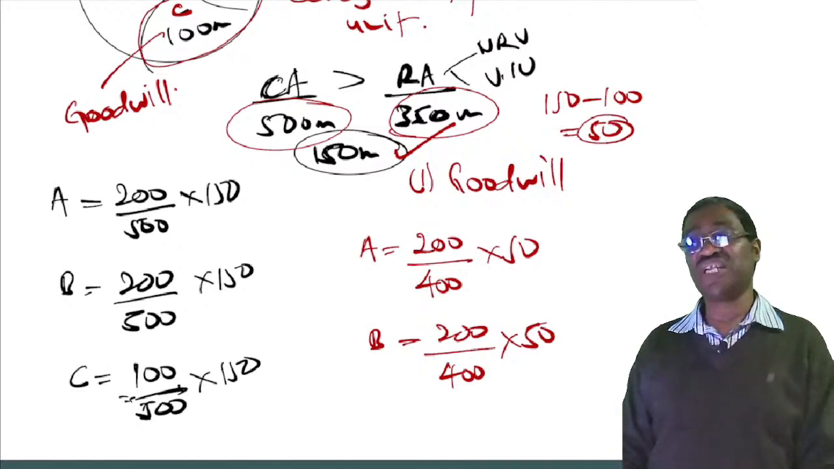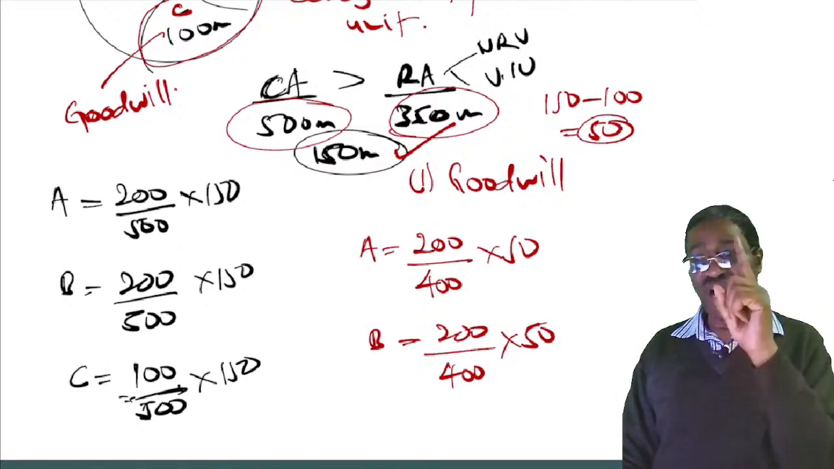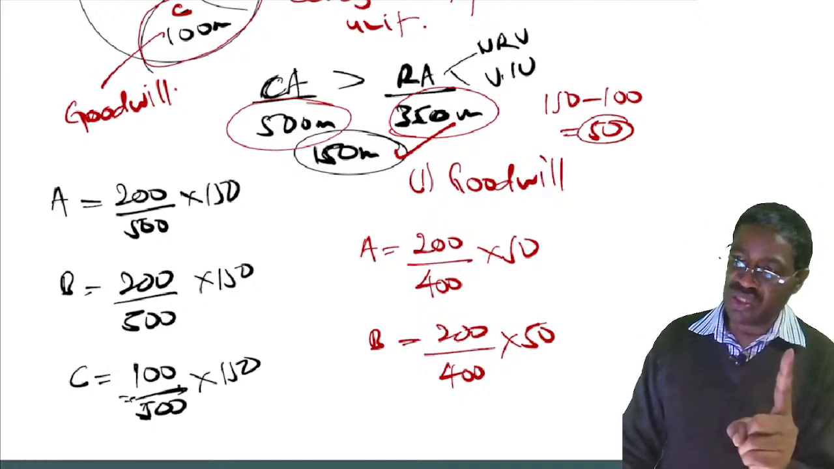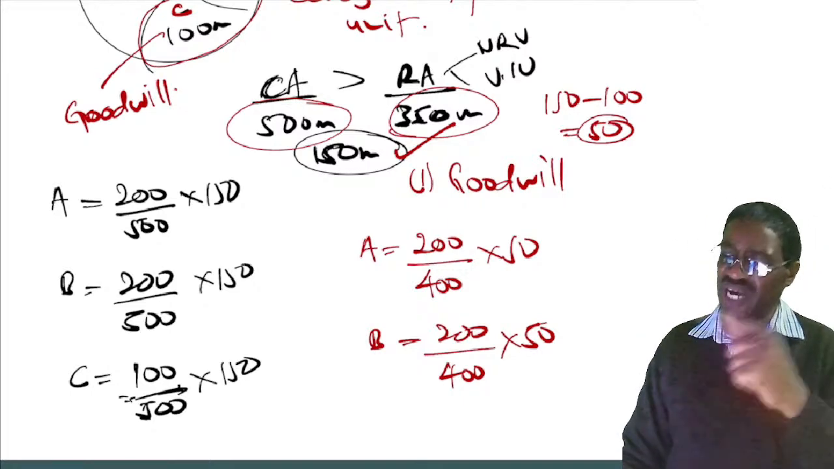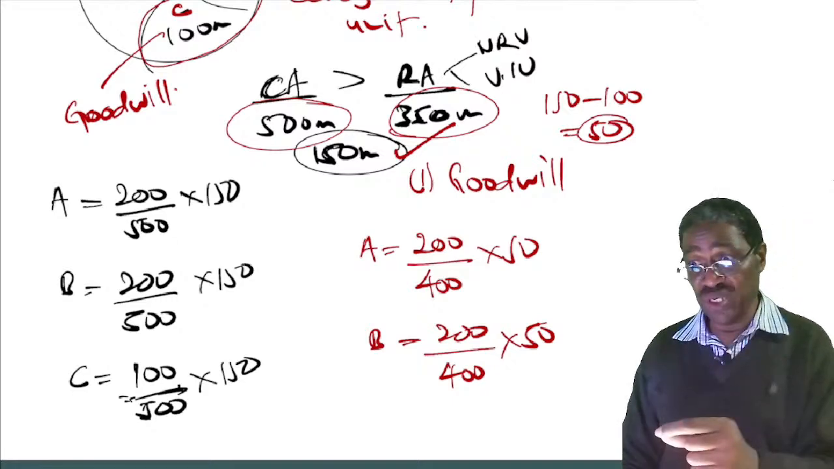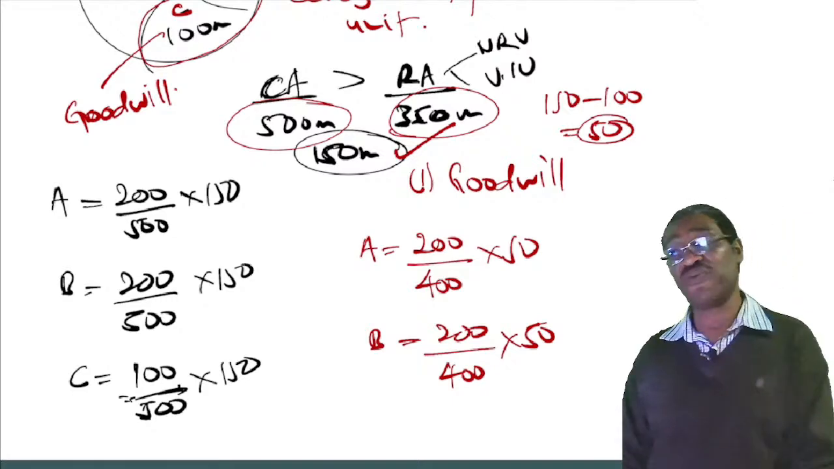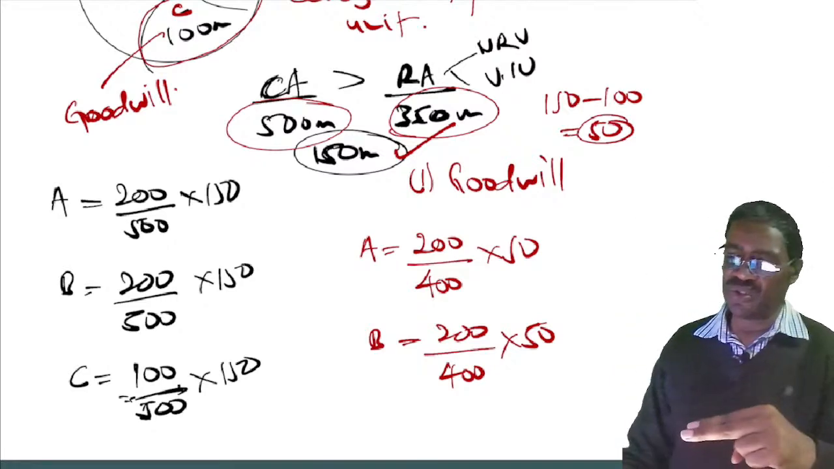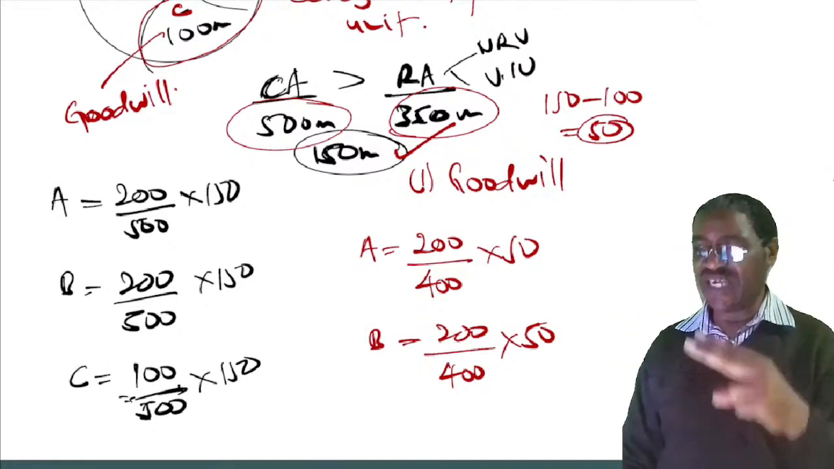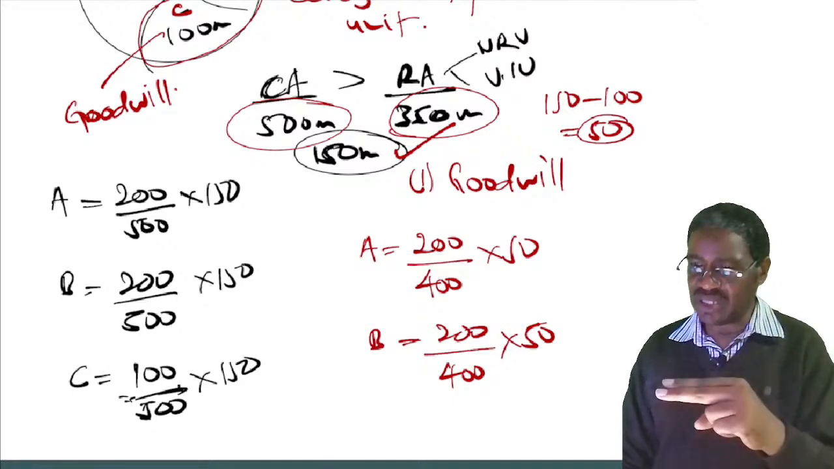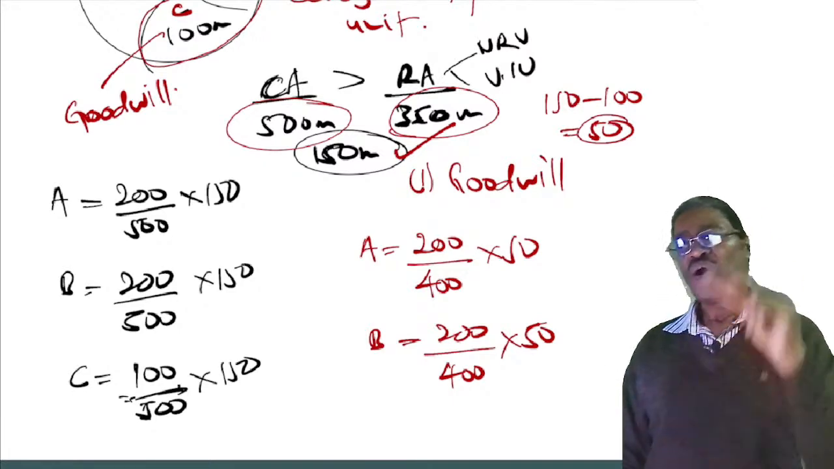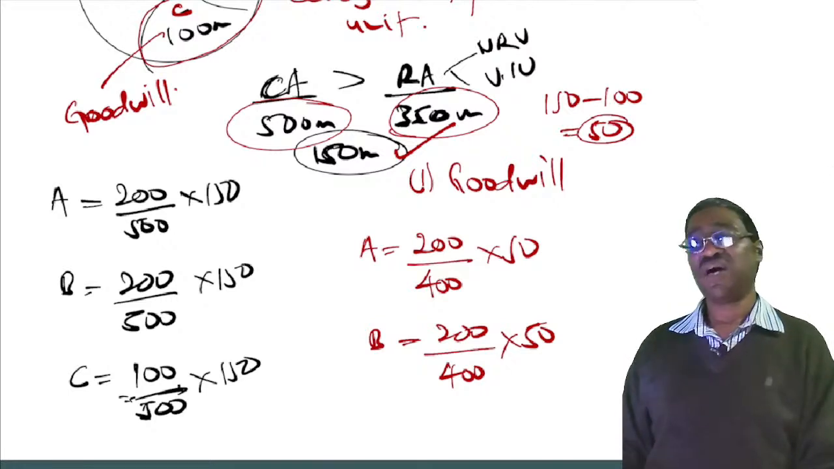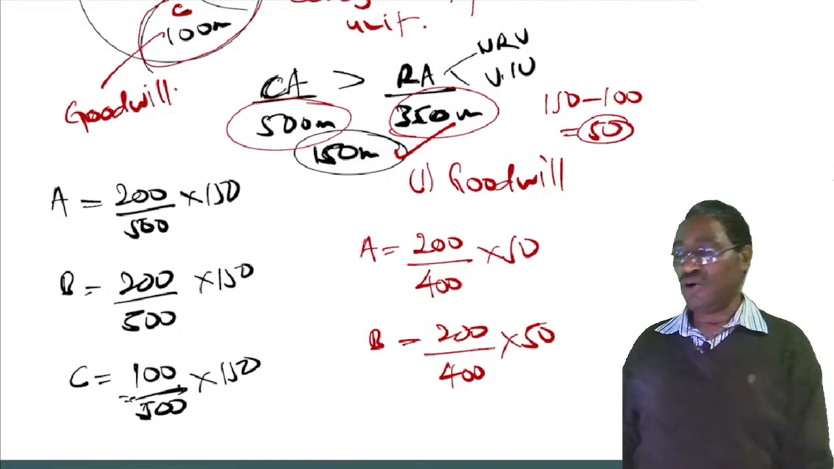That's how you allocate the impairment loss of a cash generating unit to which goodwill belongs. First, write off the carrying amount of any goodwill. Two, the balance of the impairment loss should be allocated to the other assets in the unit on the basis of their carrying amount.